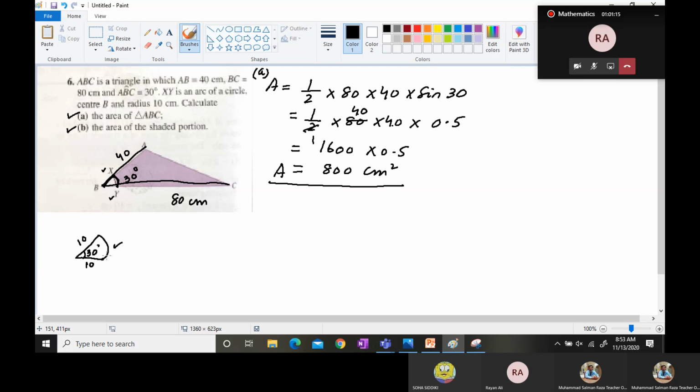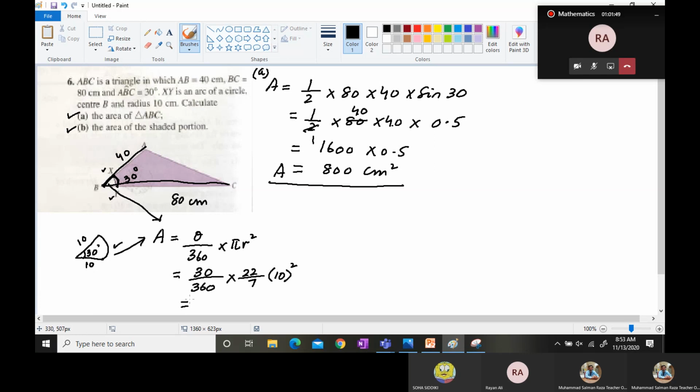Now, how many of you know that the area of such a figure is theta upon 360 multiplied by pi r square? This is the formula to find the area of this minor sector mentioned here. The theta you can see is 30, divided by 360. The value of pi is 22 upon 7, and they have given us the value of r.